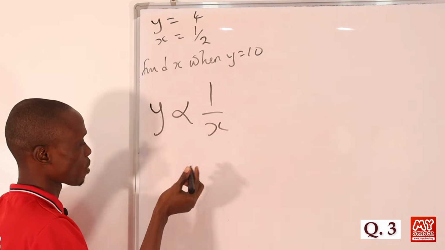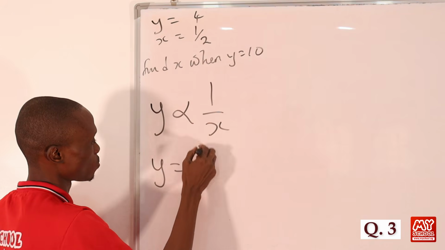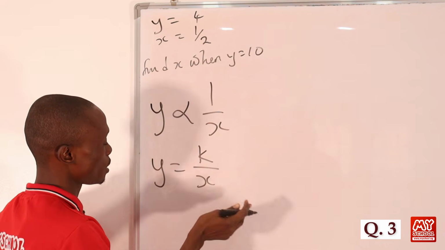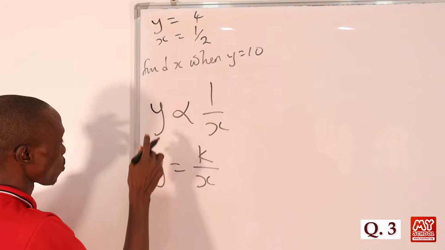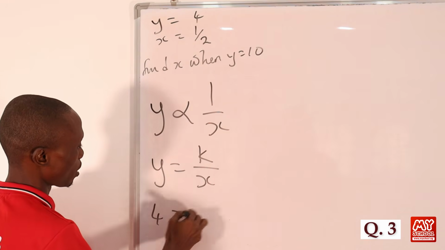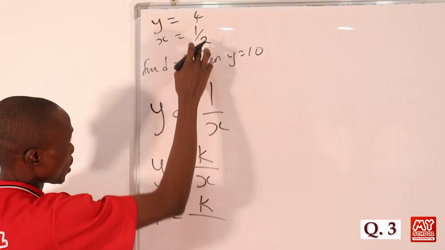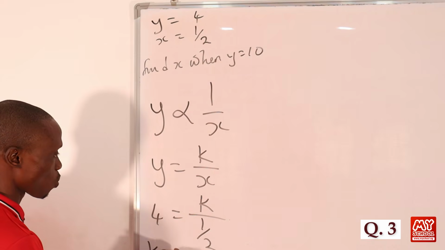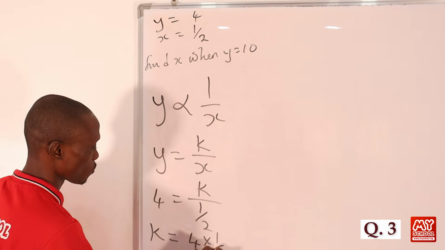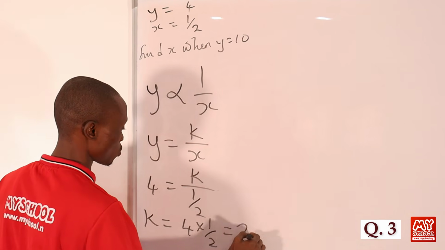So let us introduce our constant so that y is equals to k over x. So the next thing to do is to find the value of k, right? So we know that y is equals to 4, and we are looking for k, and we know that our x is equals to 1 over 2. So we are looking for k. So k will be equals to 4 times 1 over 2, which is equals to 2, right?